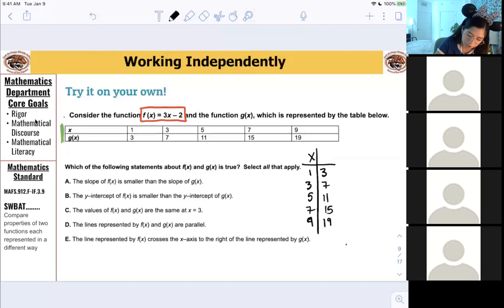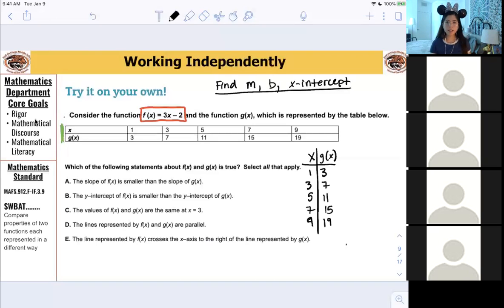So you've got your two functions. What are the three things you're going to have to find? The slope, the x-intercept, the y-intercept. Good. Find slope, y-intercept, and x-intercept. There's about 15 minutes left of class, so I'll stop when there's about 5 minutes left and we can go over the answers super quickly and then we'll be done.